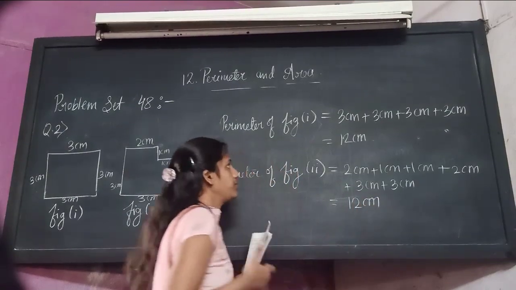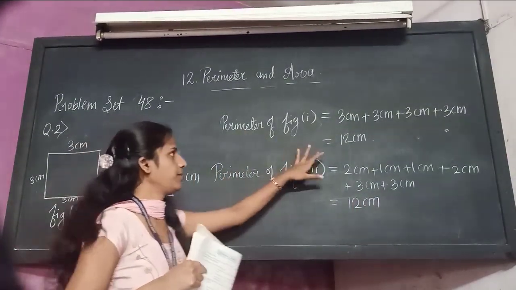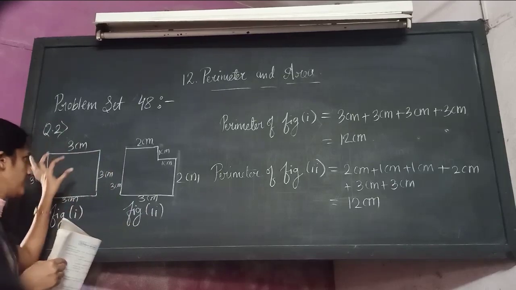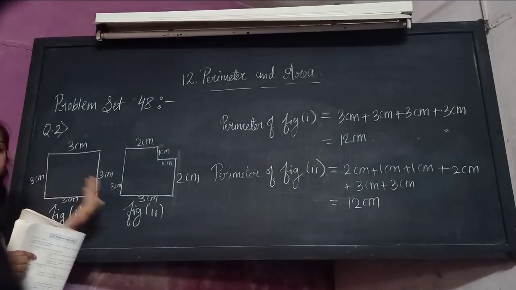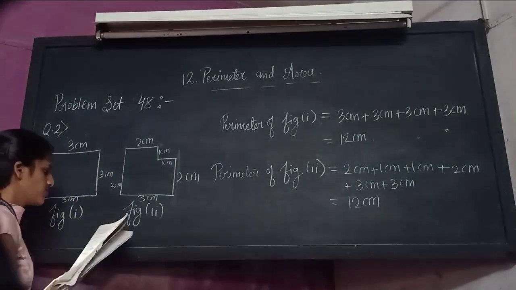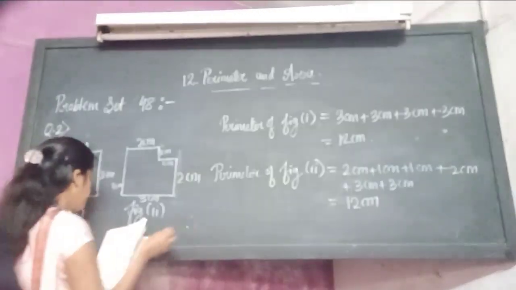Here, the perimeter of figure 1 and figure 2 are the same. That means, if I cut a corner piece of this, still I will get the same perimeter. Just write down the answer, the final statement.